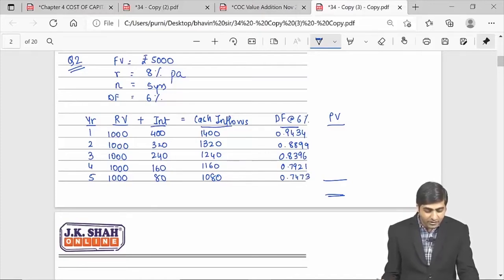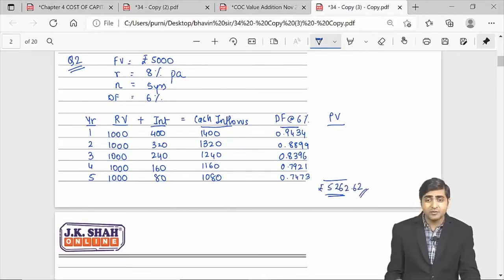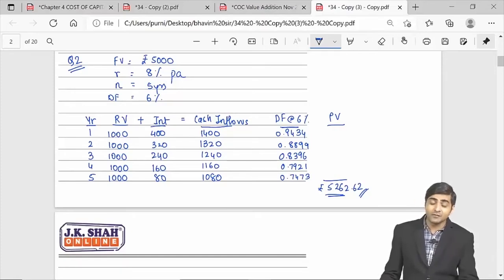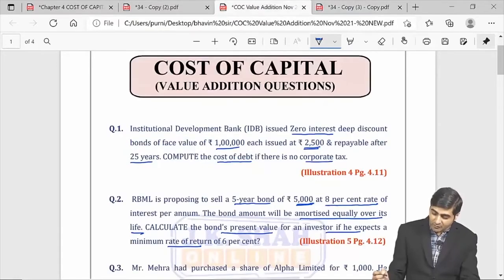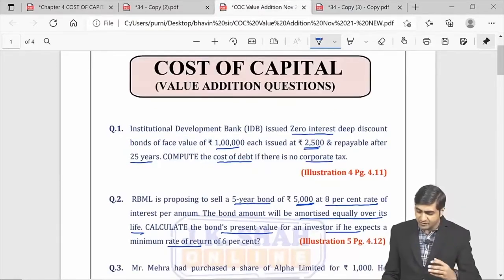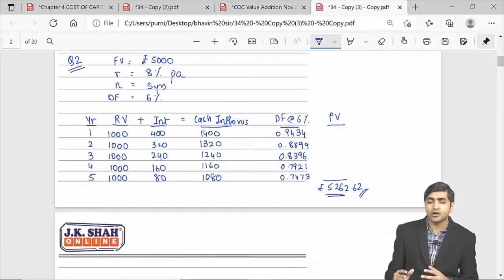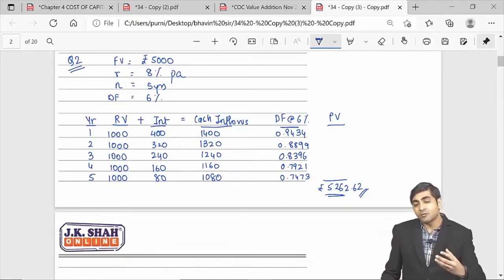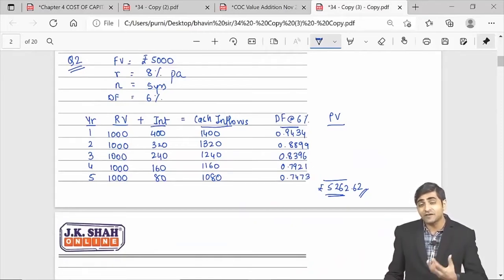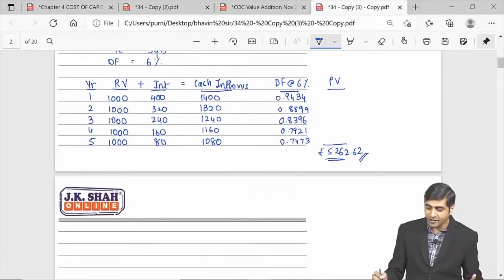the present value of the bond here will be coming as rupees 5,262.62. So this will be the present value of the bond, my dear students. So ultimately, this is the value of the bond as per the investor. Now, if suppose the company is issuing this particular bond at, let's say for example, at par, then what should we do? We just have to check whether investment should be made or not. So according to you, the value of the bond is 5,262. So your present value of cash inflows which you are going to come from the bond is 5,262.